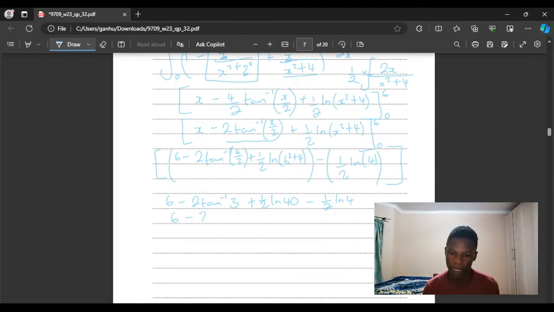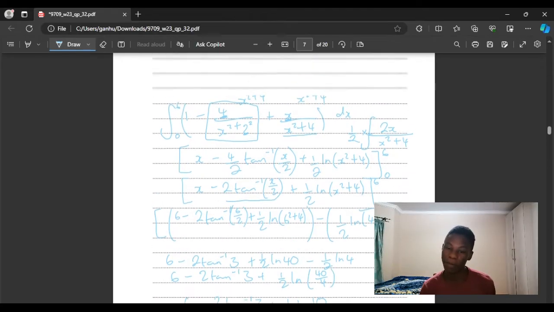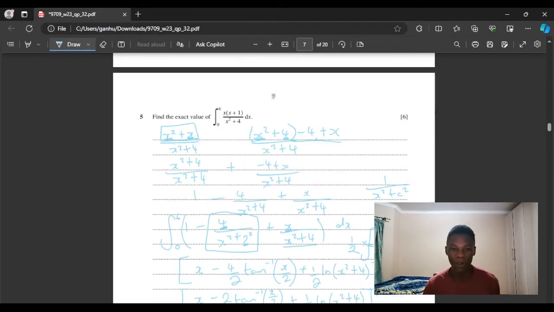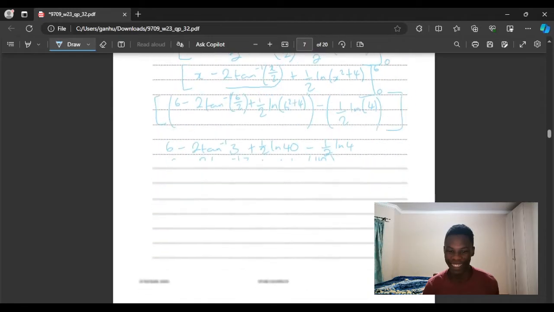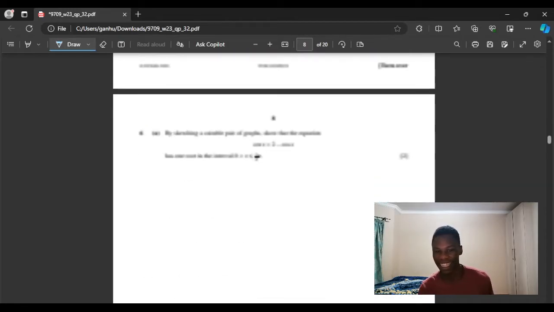So let's use laws of logarithms to simplify. Since they're subtracting, this would become half ln of 40 over 4, which is 6 minus 2 arctan of 3 plus half ln 10. This would be our final answer. This was actually quite a tricky question. I didn't really expect Cambridge to do this, but oh well. Let's move on to the next question.